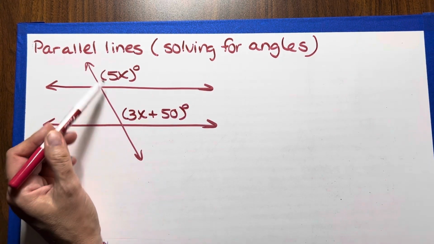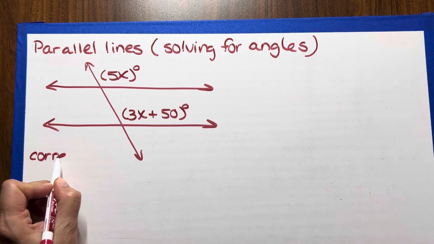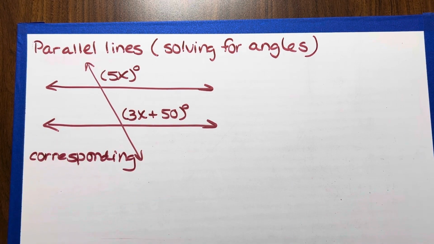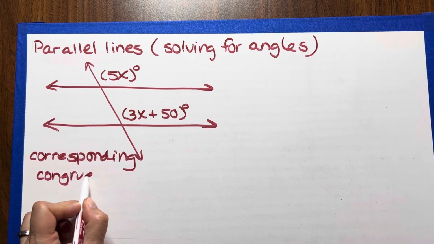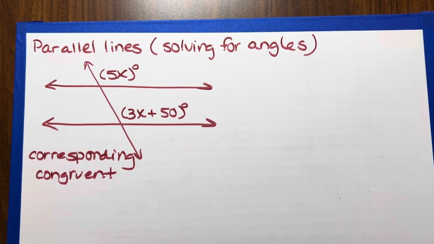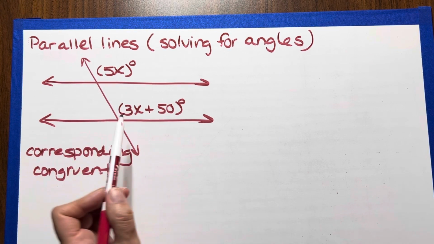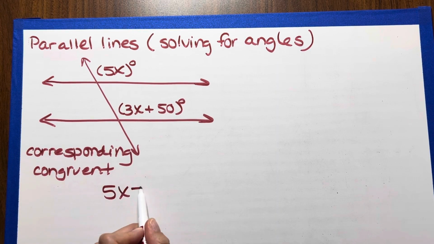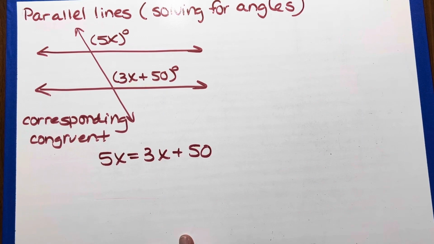We can identify these two angles as a corresponding angle pair. And remember that corresponding angles are congruent to each other, which means that they have the same measure. So whatever angle 5x degrees is equals the angle 3x plus 50. I'm going to set that up as an algebraic equation. My 5x equals 3x plus 50.